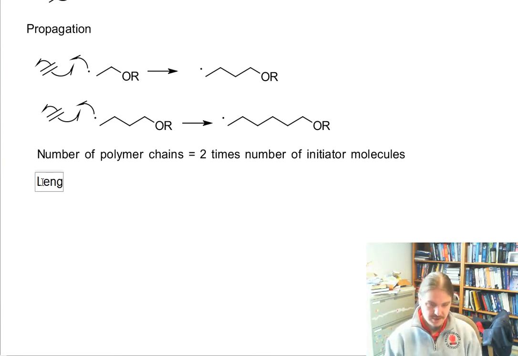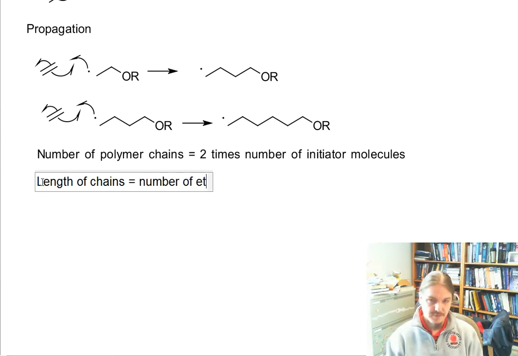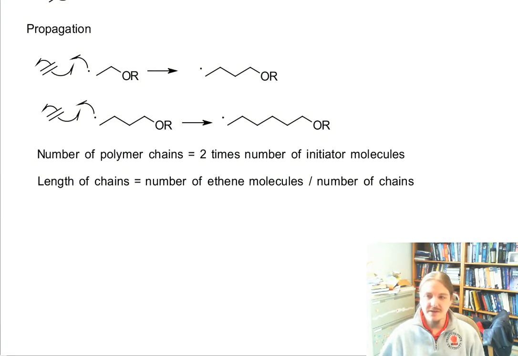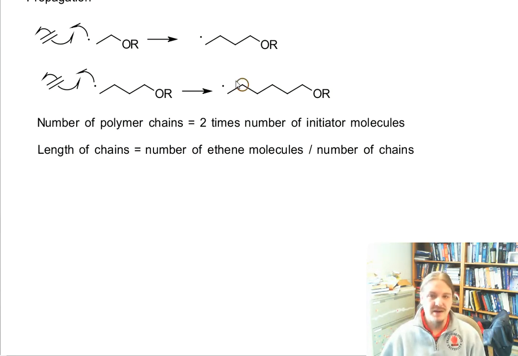And then, you know, the average length of your chain is going to depend on how many ethene molecules you have divided by the total number of chains. So if you have five chains, well, that's not going to be possible. You need to at least have an even number of chains. So you have 10 chains, you put in 100 ethene molecules, your chains on average are going to be 10 ethene molecules or 10 ethene units long with some variation.